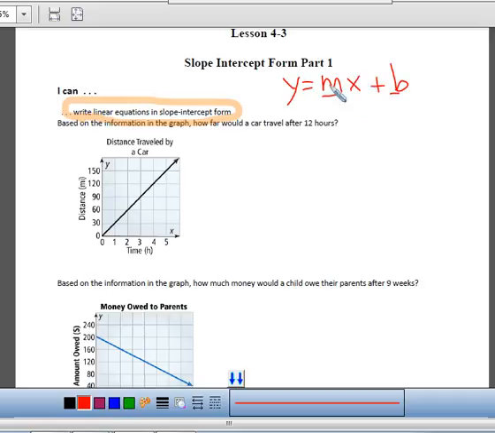We've been already discussing and talking about what M is. M is slope, or rate of change. And you find that by doing change in y over change in x. Pretty simple, okay? B is going to be something called y-intercept.